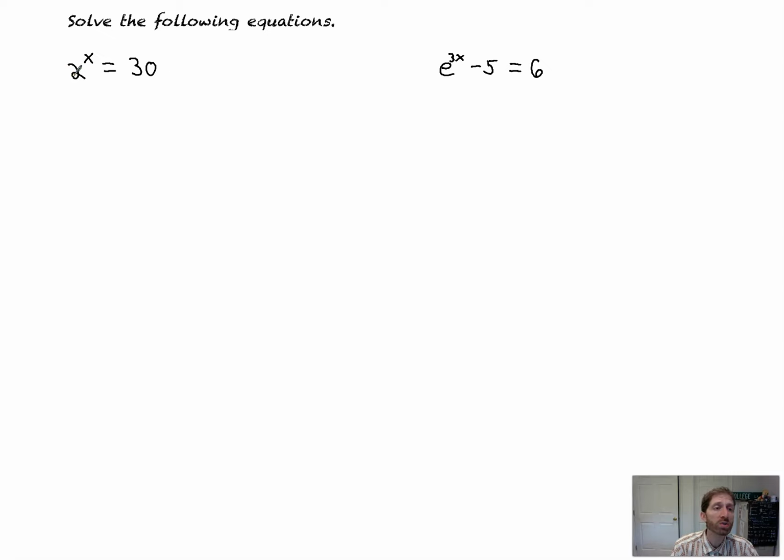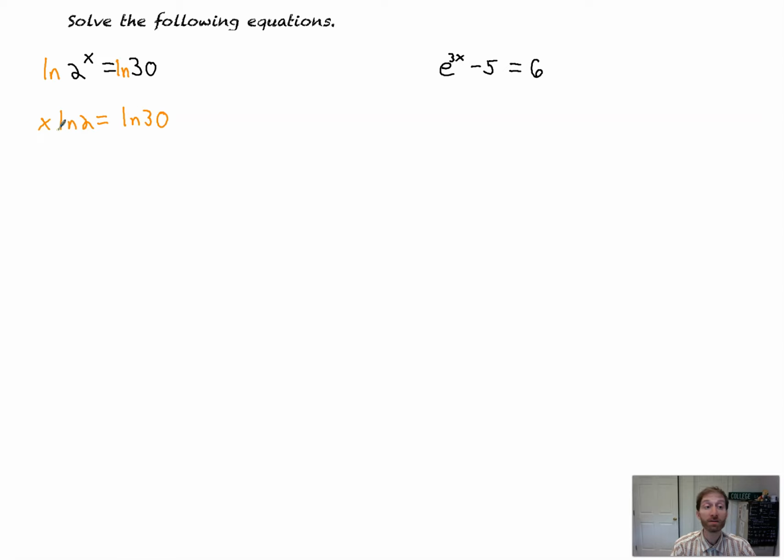We need to undo 2 to the x equals 30. Now, I'm going to use the natural log here. You don't have to, but that's what I'm going to do. So I want to undo this. Logarithms, to me, allow me to play in the clouds, play with the exponents. So I will do the same thing to both sides. I'm going to take the natural log of both sides. Now, when I do that, notice that this x comes out front. x ln of 2 equals ln 30.